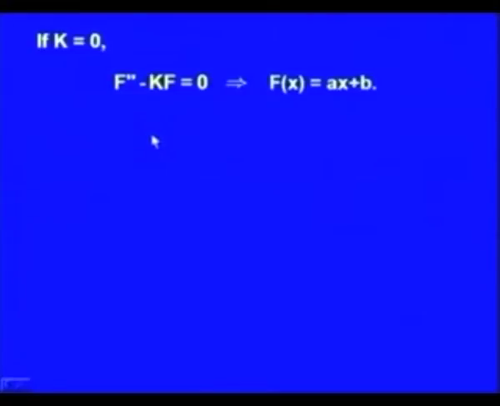Now, let us discuss the various cases which occur due to the constant k. The constant k may be 0, it may be positive, it may be negative. So, we first discuss the case when k is 0.